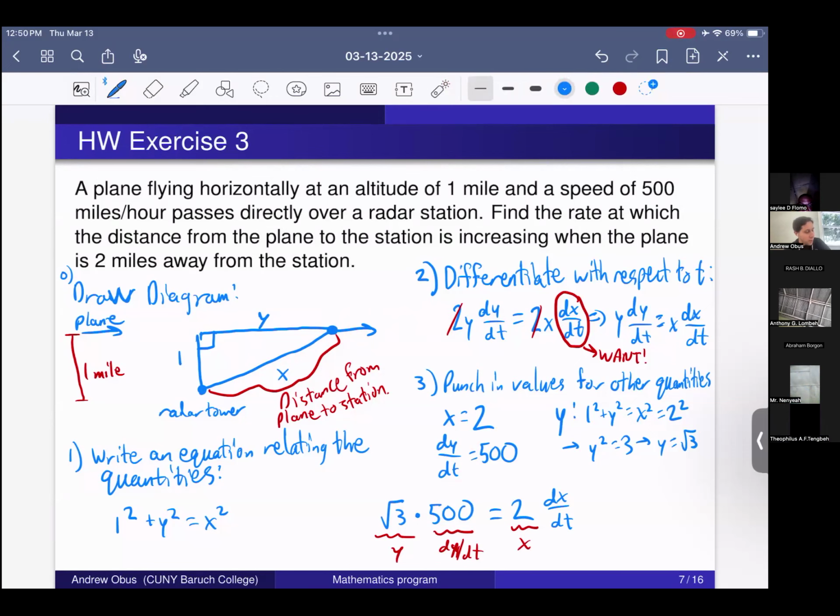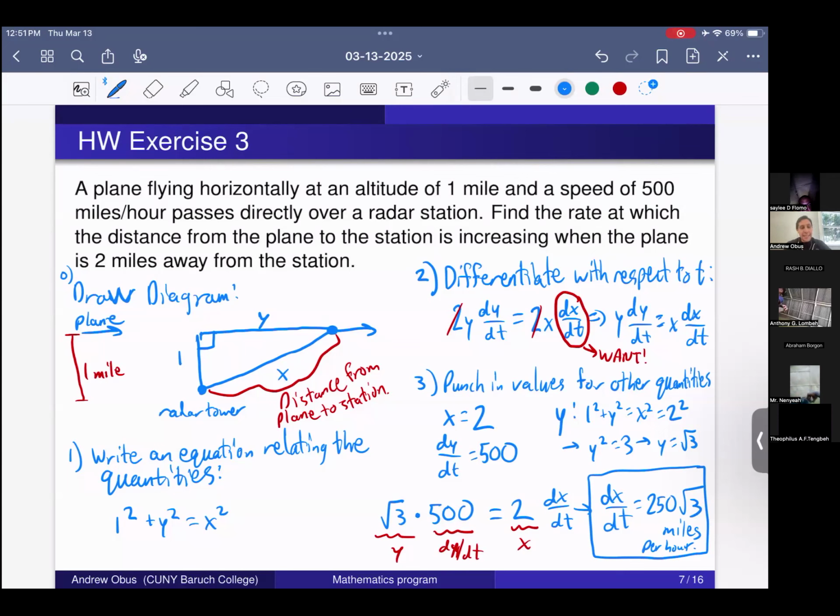And so doing this, we solve for dx/dt, we just divide by 2, and it is equal to 250 times square root of 3 miles. It's 250 times square root of 3 miles, and that's about 1.7, so that's about 410 miles or so. Okay, so I'll say miles per hour. Even though the plane's flying at 500 miles an hour, the distance from the radar tower is only changing at about 400 miles per hour.